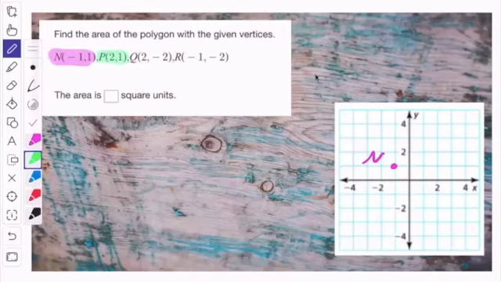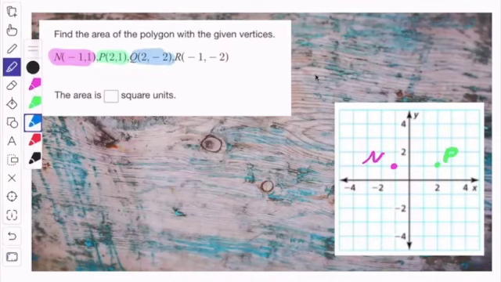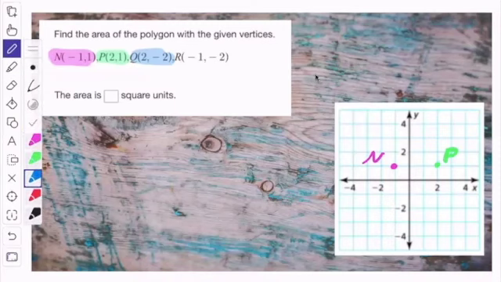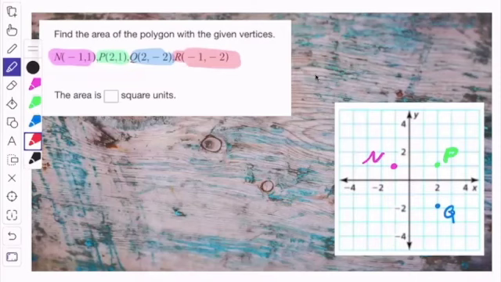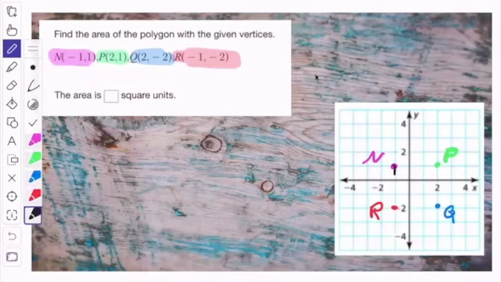So here is solving for the area of a polygon. Remember, poly just means many, and gon means side. So this is a figure with multiple sides. I have to plot my points to understand what kind of shape I'm working with. So here I'm trying to color code the points. I have point N, P, Q, and R. And look at that. That looks like what I would call a square.